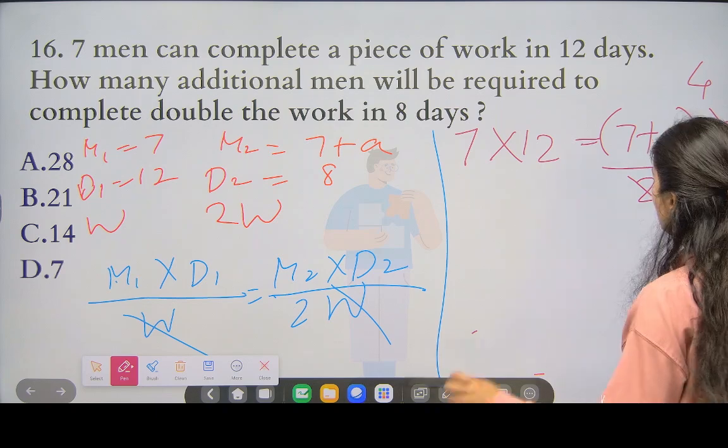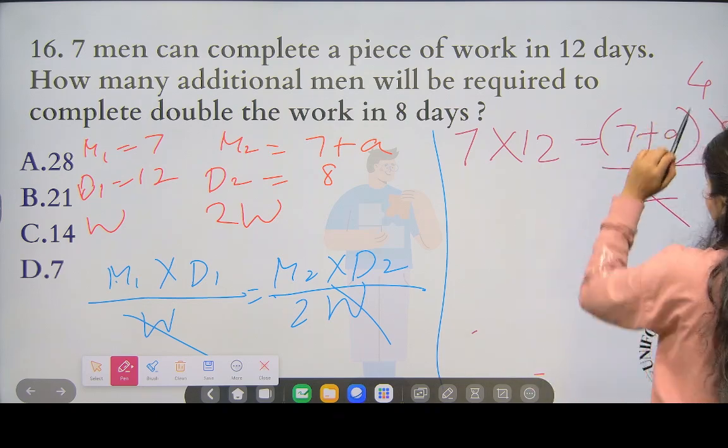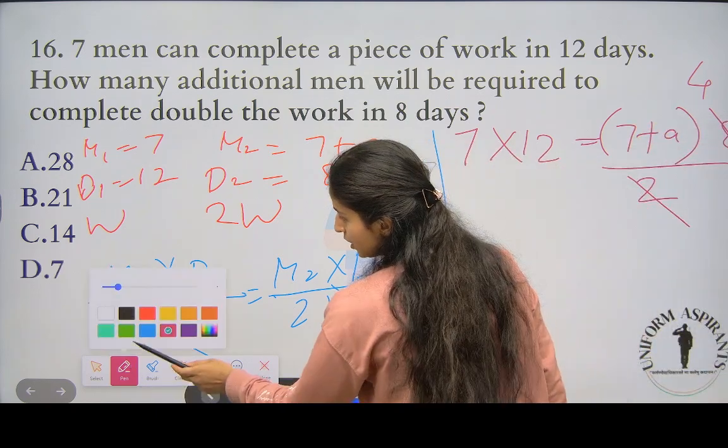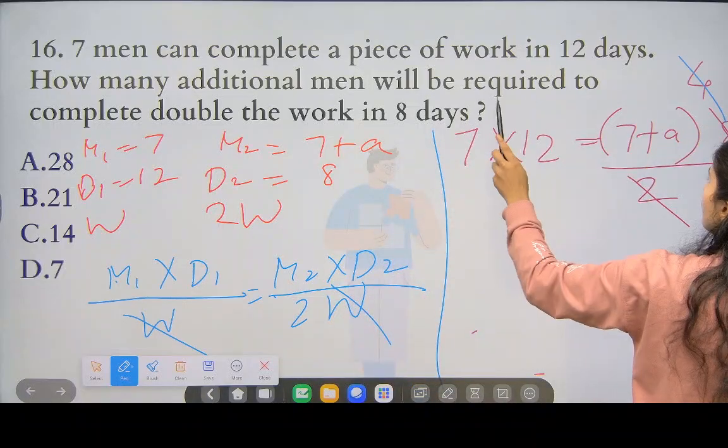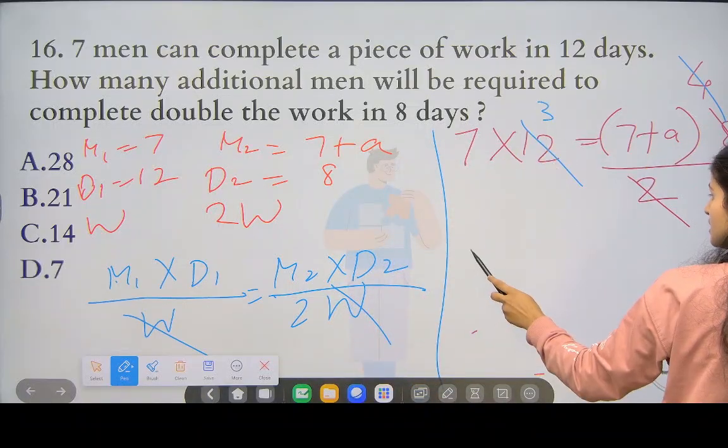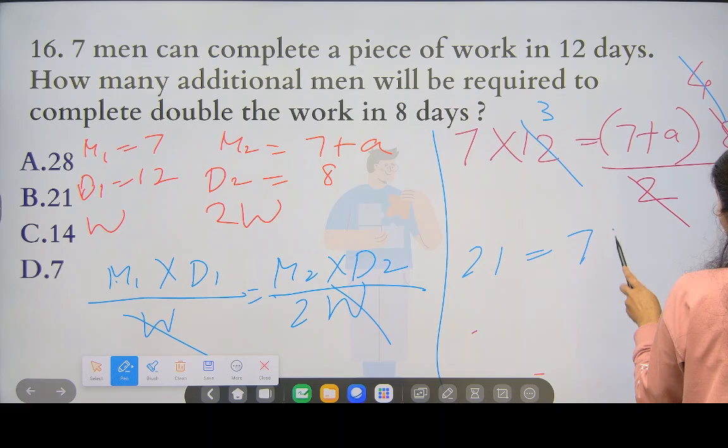Yes, you can divide it. Okay, no problem. Now you can divide this also. 4 ones are 4, 4 threes are 12. No problem. 7 threes are 21, which is equal to 7 plus A.